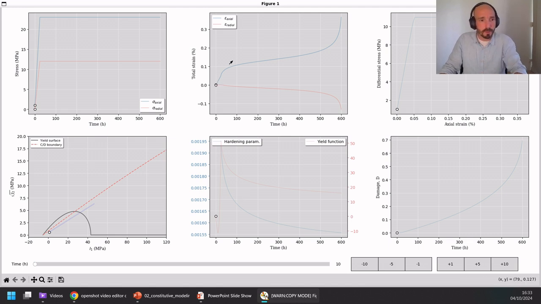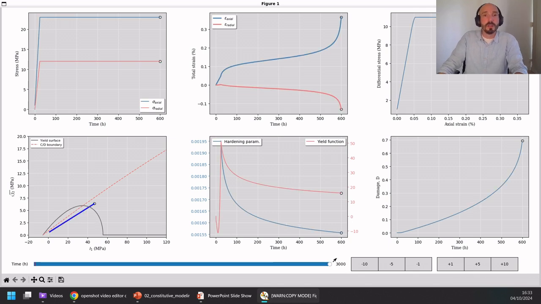And let me show you so that you can see better. This is the result of the resulting strains. The blue one is the axial strain, and the red one is the radial strain. And in this graph, we can see the value of the damage evolution. It starts from 0, and by the end of the simulation, it goes to 0.7.